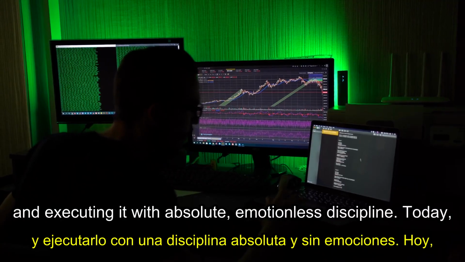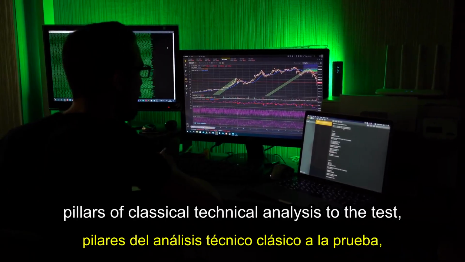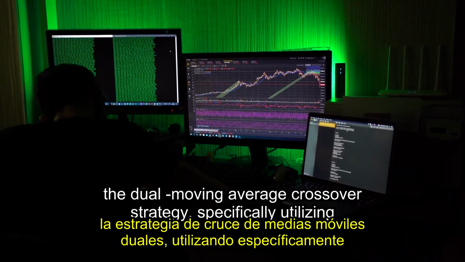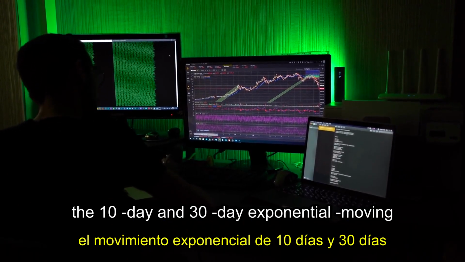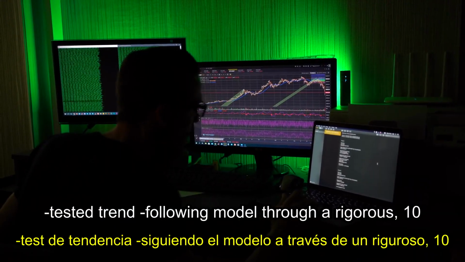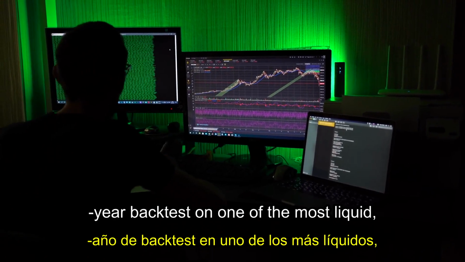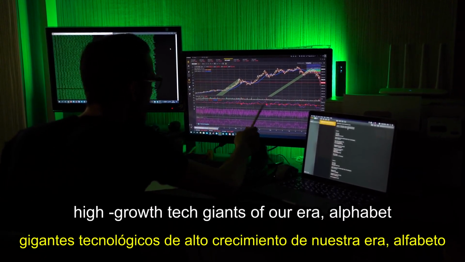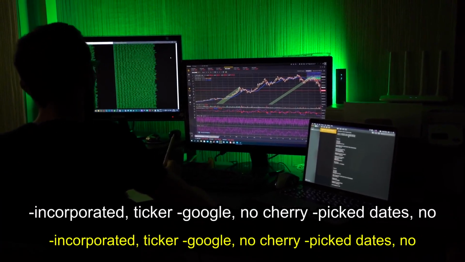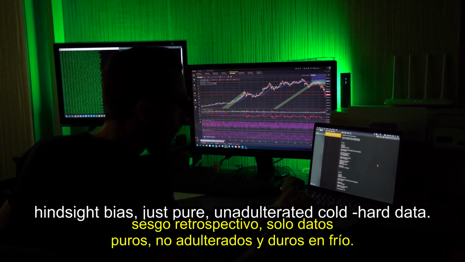emotionless discipline. Today, we are putting one of the absolute foundational pillars of classical technical analysis to the test: the dual moving average crossover strategy, specifically utilizing the 10-day and 30-day exponential moving averages. We are going to run this battle-tested trend-following model through a rigorous 10-year backtest on one of the most liquid, high-growth tech giants of our era, Alphabet Incorporated, ticker Google. No cherry-picked dates, no hindsight bias, just pure, unadulterated cold hard data.